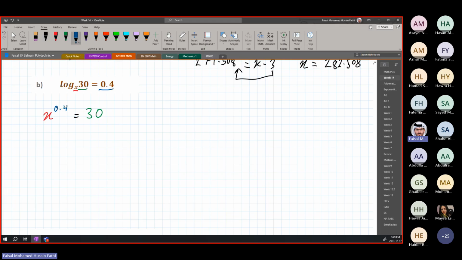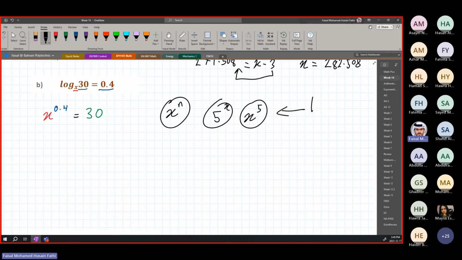So we have in this case an exponent. Anytime we have any variable with a power, just know when you see this, or when you see 5 to the power of x or x to the power of 5, anytime you see anything like this, keep in mind that you have to use ln or log to solve. You have to apply ln or log to solve. Any exponential question you have, use ln or log to solve.